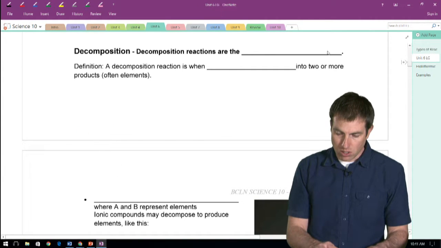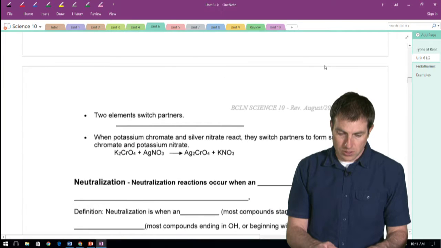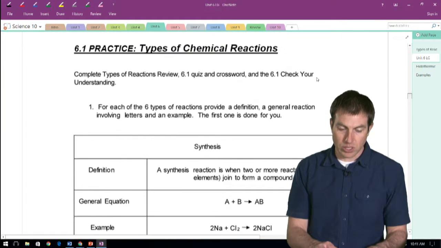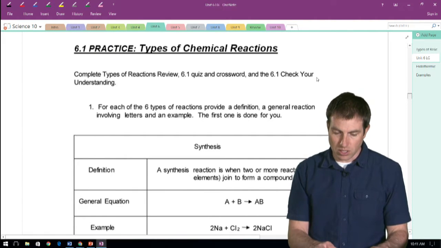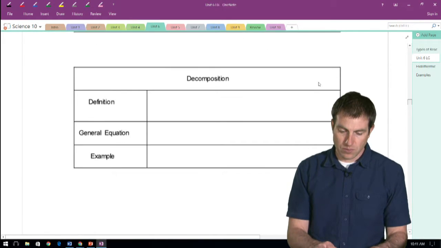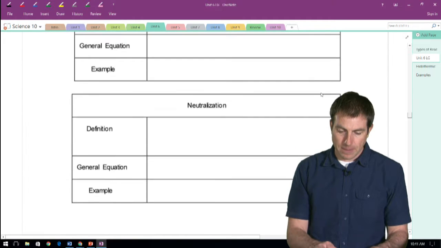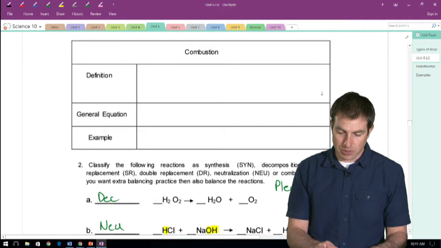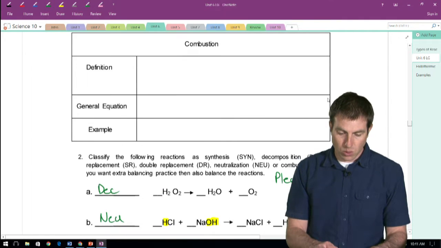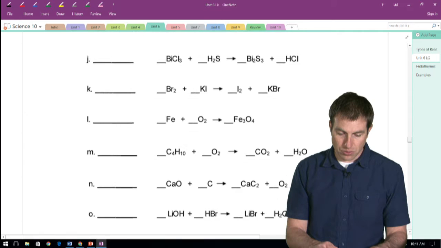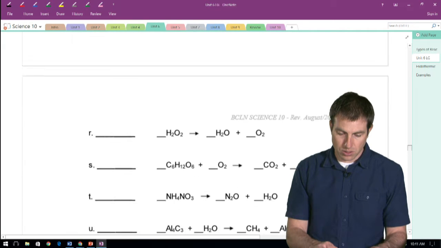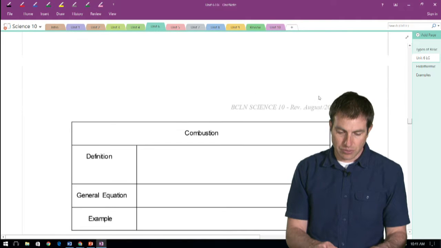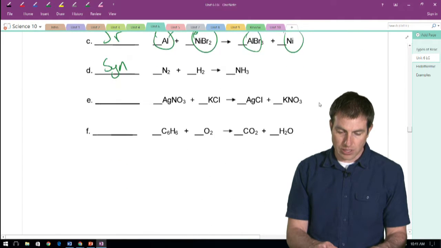Basically, we've done all of these notes. We've gone through all of this stuff, and then there's some practice. So these definitions and general equations are kind of like the stuff that I gave you today in the notes, so you should be fairly good with those. Double replacement, neutralization. And then there are some examples down at the bottom here. So question number 2, all the way through the alphabet almost. They give you different types of reactions, and they ask you to identify them.